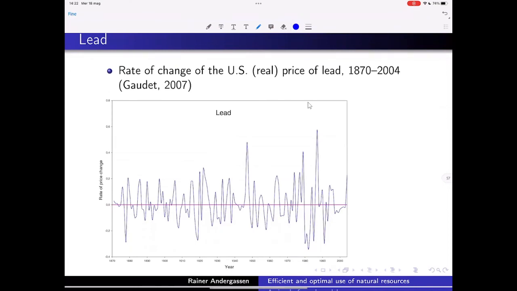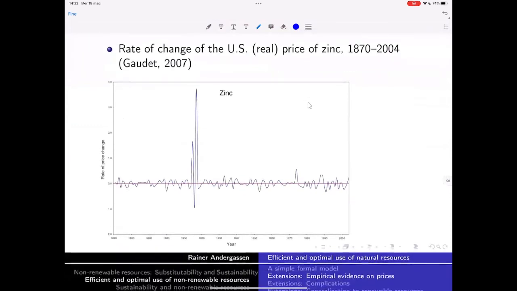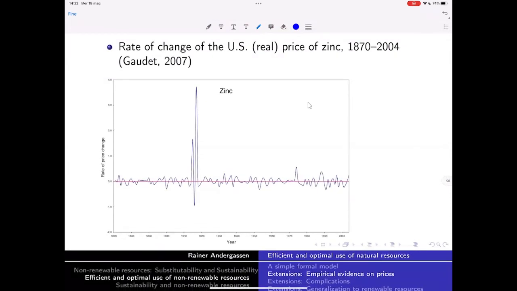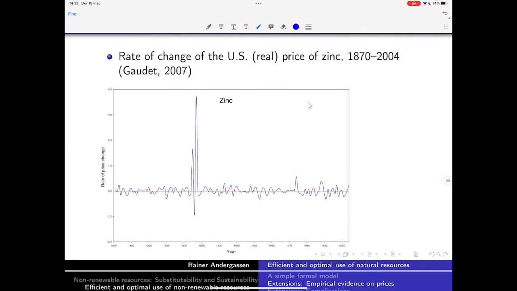Now this is the price of lead for 1870 to 2004. Same story more or less. You see huge fluctuations, but again around zero. And what we expect from the data is fluctuations around a positive number. Again, not supporting the theory. So for the moment, the model is not working the way we would like it to.